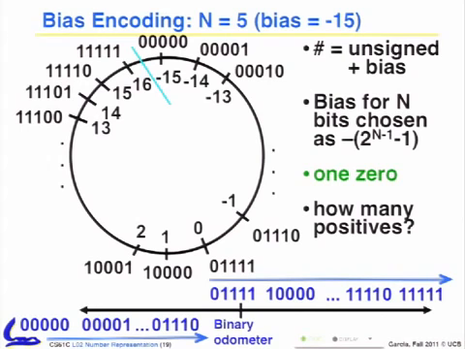No. You said add the bias to 2's complement. I have some odometer, and I take the bias and I add that to it, and that's the number I'm representing. So the odometer reads some value. I add the bias, and I want to do that.